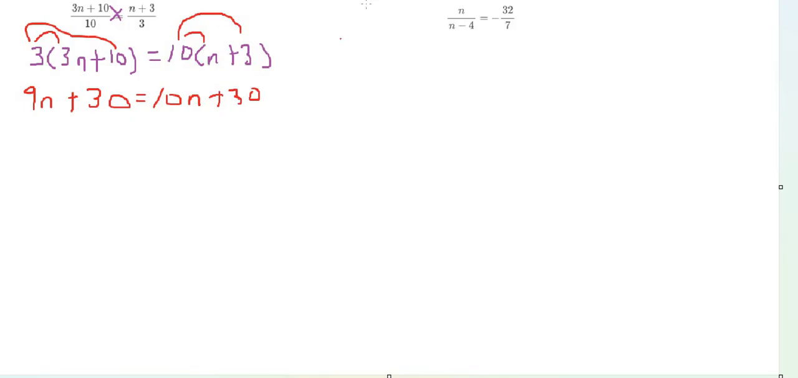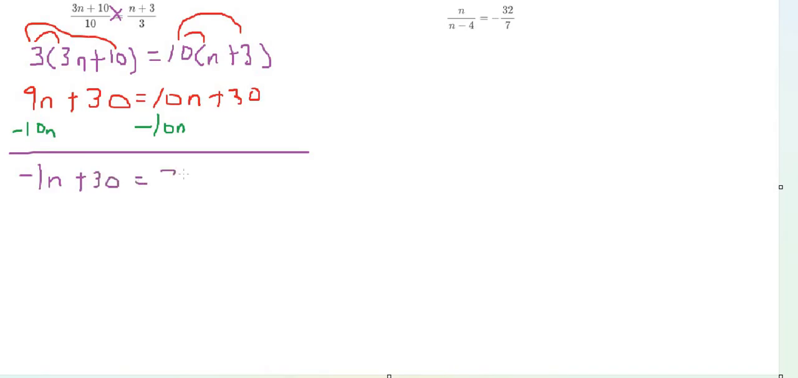I like to have all my letters to one side first, so I'm going to subtract 10n on both sides to move everything to the left side. So subtract 10n on both sides, and that's going to give us negative 1n plus 30 equals 30.